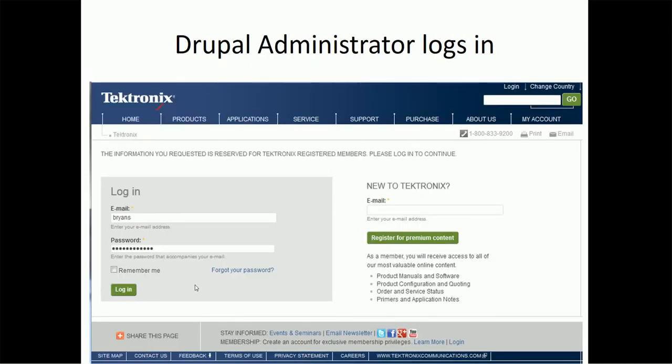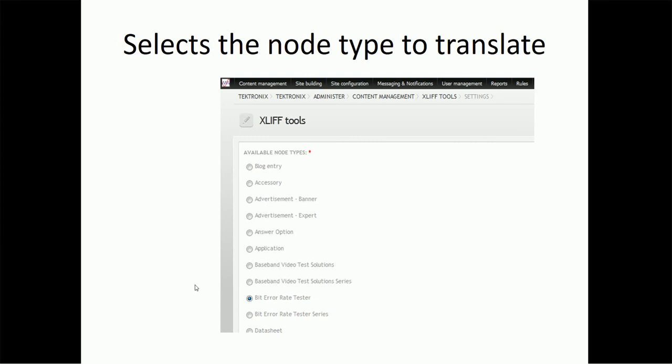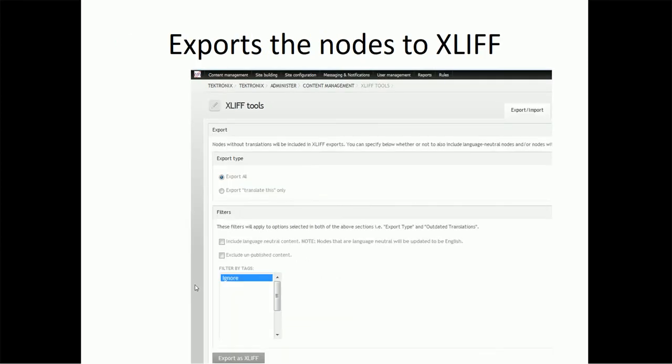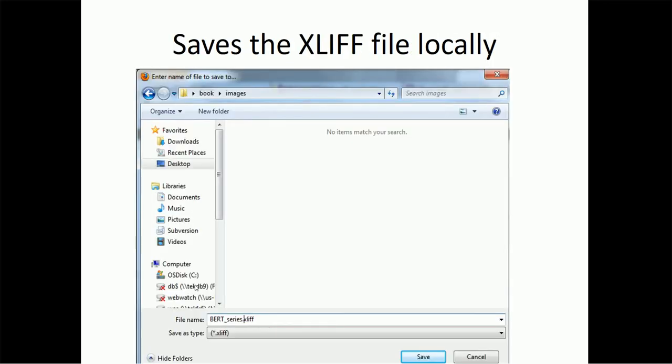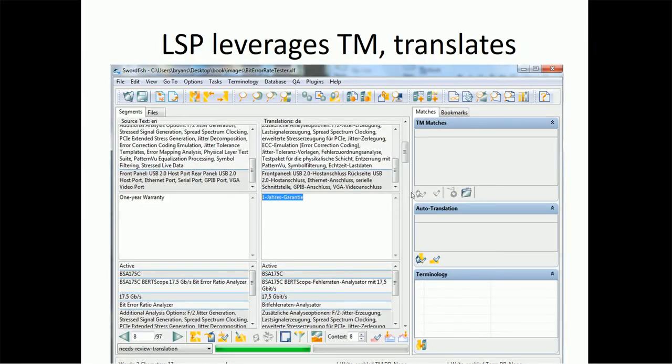So the idea is that the Drupal administrator logs in, picks the XLIFF module, selects the node type to translate. In this case, we're going to translate the bit error rate testers. We export those nodes to XLIFF, and Drupal does all of that behind the scenes. It just grabs all of the nodes that we've identified, and we save it to our desktop locally. We needed to do a little bit of post-processing. For example, we don't want this field, inventory status, to be translated, so we mark that as do not translate.